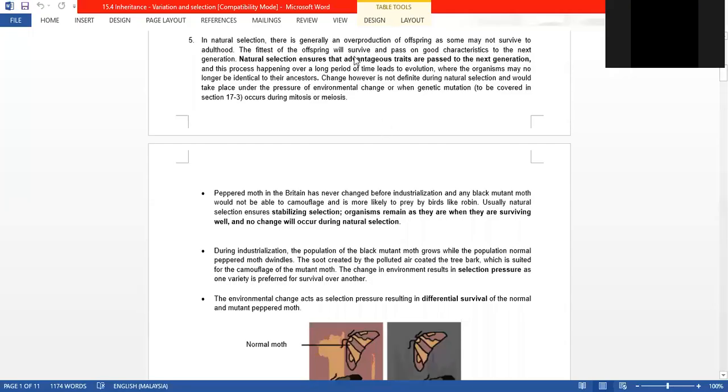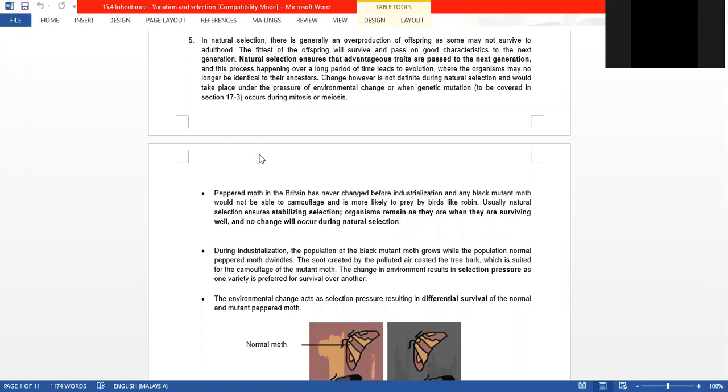Okay, let's take a look at natural selection. In natural selection, there's generally an overproduction of offspring, as some may not survive to adulthood. So basically, natural selection here means that nature helps select which ones will be fit to move on to the next phase of life.